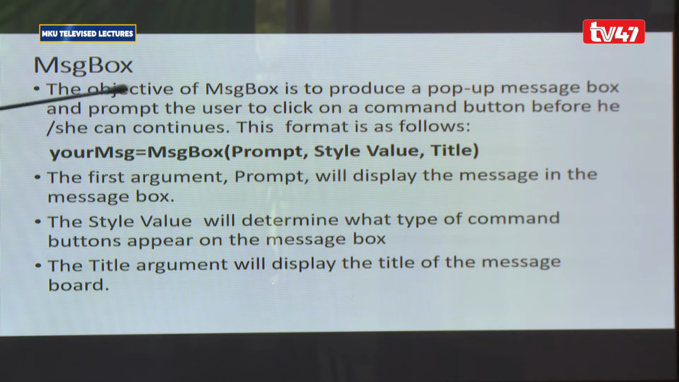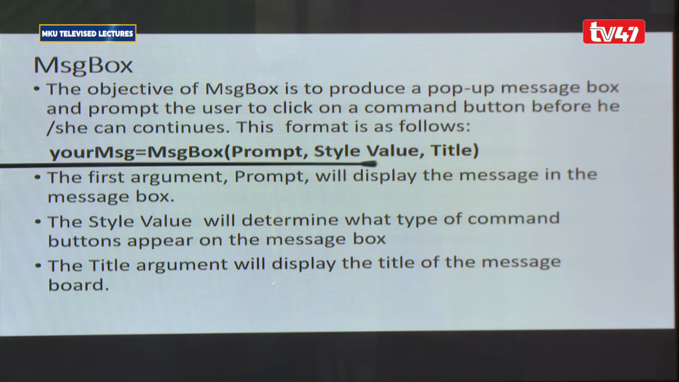The format that we use for message box is: message equals MessageBox, in brackets, prompt, then the style value, and the title. To understand this statement, the first argument, which is the prompt, displays the message in the message box, because we are going to put a message inside the message box. But within this message box function, we have arguments. Remember, we said that functions take arguments.